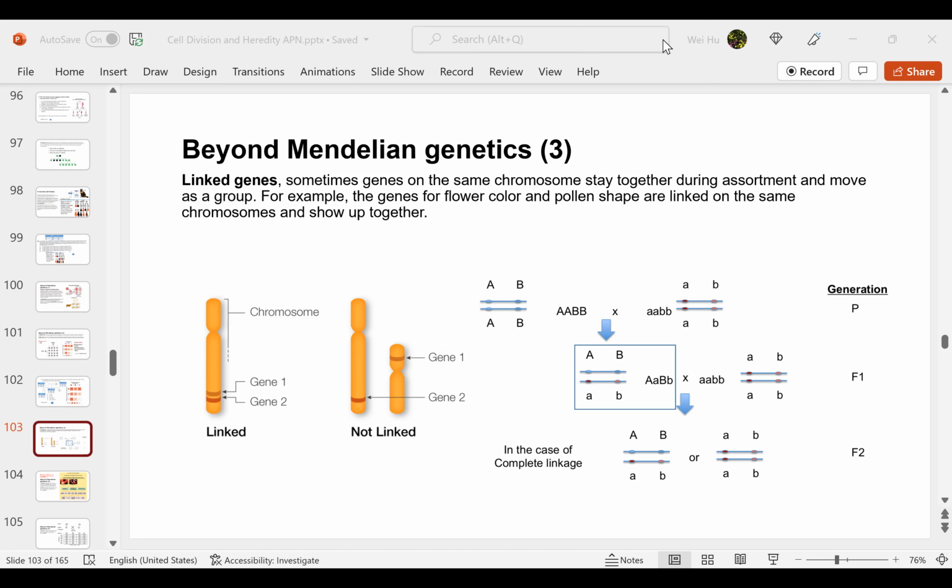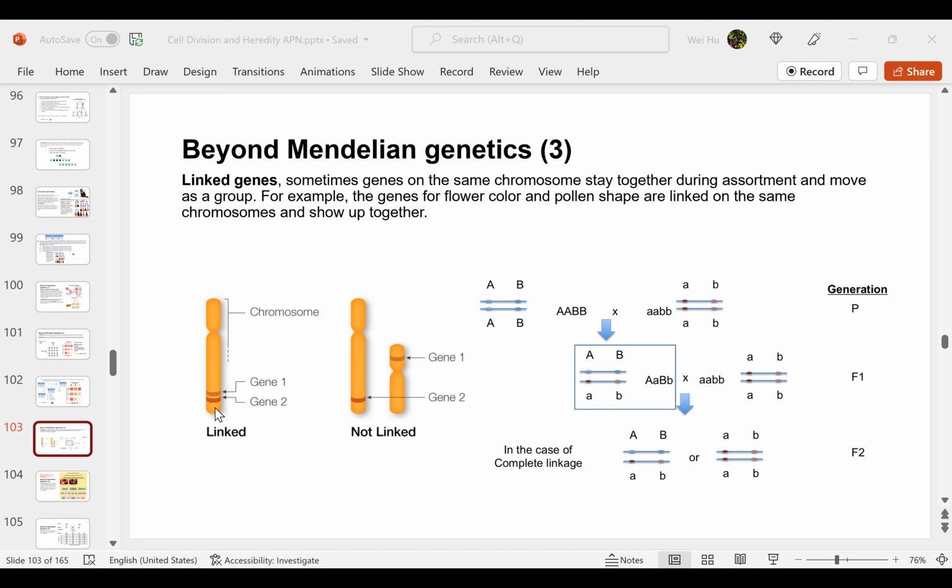So let's start again. Let's talk about linked genes. What's a linked gene? You know that your chromosomes are very long, so they contain many genes, thousands of genes. All of these genes on the same chromosome are called linked genes. Okay? All of these on the same chromosome are called linked genes.